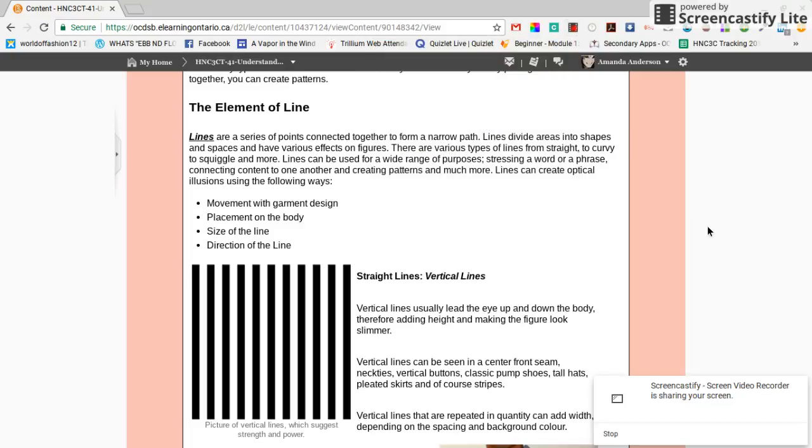All right, so the element of line is when designers use lines to create specific illusions. So, depending on what you do with the lines, it can have a variety of effects. So, when you have straight lines, it can do certain things, and then when you also have curvy or squiggled lines, it does even more.